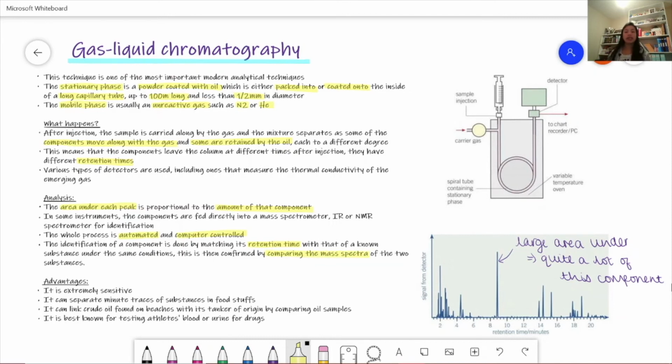And then finally, you'll need to know about some of the advantages of gas chromatography. So the first is that it's extremely sensitive, and it can also separate minute traces of substances in foodstuffs. It can also link crude oil, which is found on beaches, with its tanker of origin by comparing oil samples. And it's actually best known for testing athletes' blood or urine for drugs.